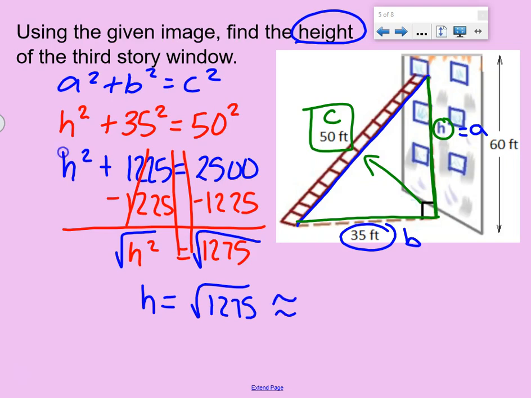So this is when you are going to want to get a decimal approximation, because it'll help us understand how tall that window actually is. So we take the square root of 1275 and we get 35.7. So that is how tall that third story window is.